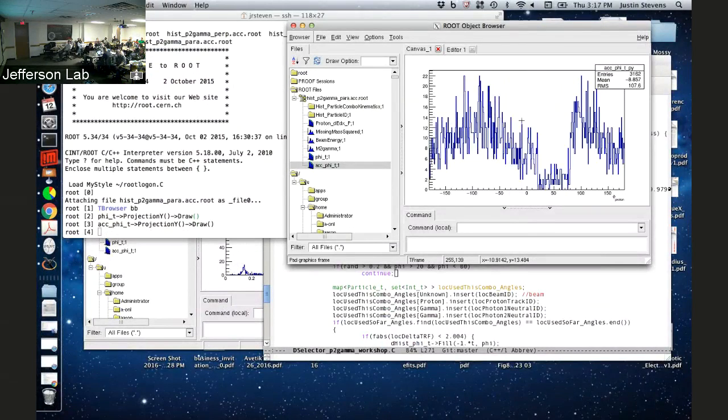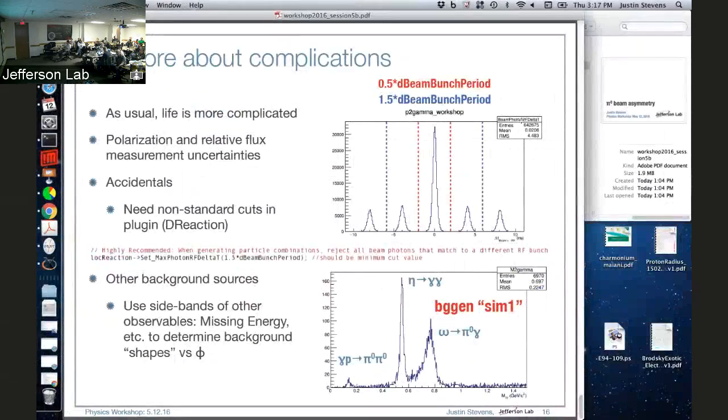And Jane was talking about how we were doing this with the data at the collaboration meeting. So that's one thing to be aware of, and the place where you would go apply that selection in your D reaction is where you set up your reaction and your JANA plugin. You set the max photon RF delta T to some quantity, and you can add these accidental photons by setting it to 1.5 times the beam bunch period if you want to look at these accidental effects.